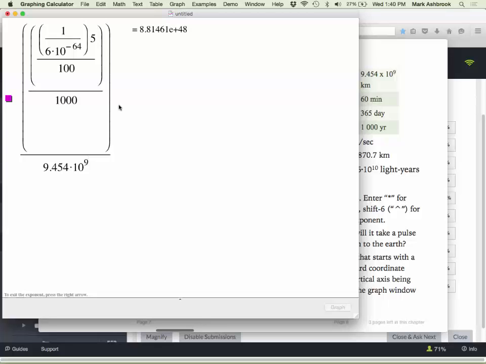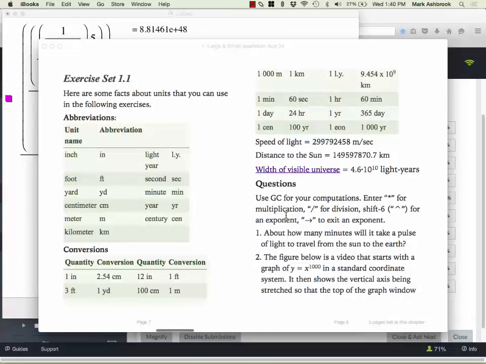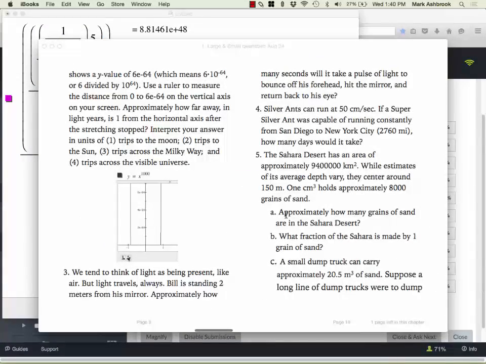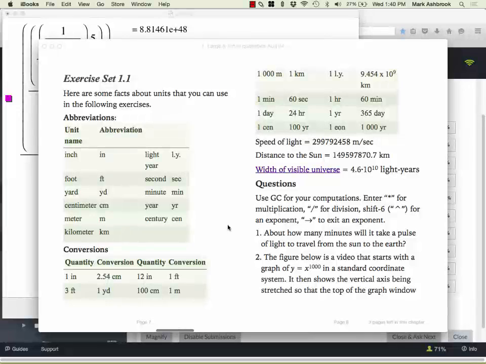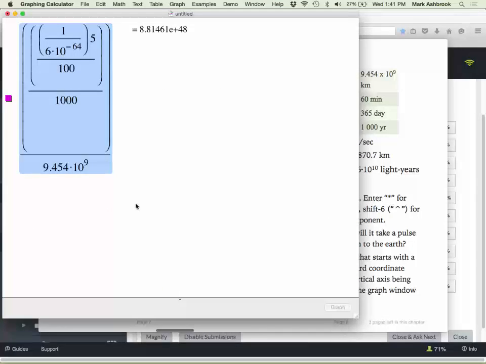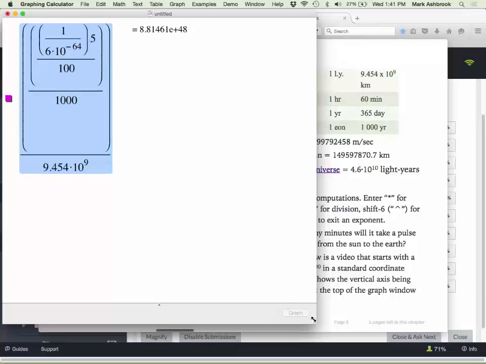Okay? So how far is it across the known universe? Is that in light years? Is it in there somewhere? Yeah. Distance across the known universe: 4.6 times 10 to the 10th light years. So now I have a number of light years, and I want to figure out how many chunks of 4.6 times 10 to the 10th fit into that.